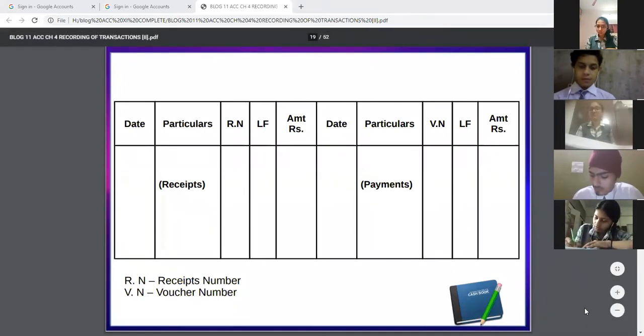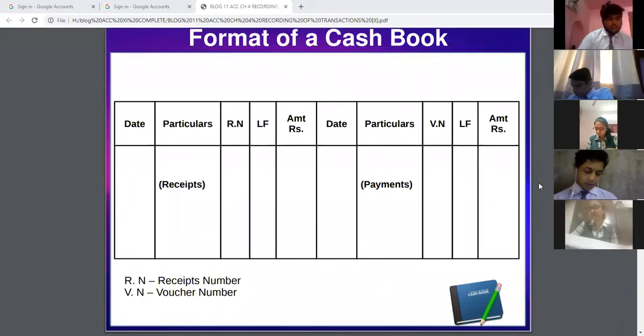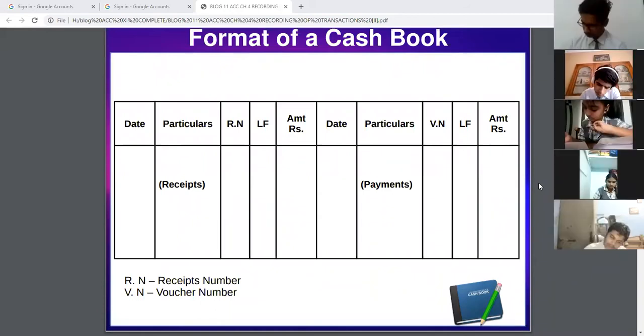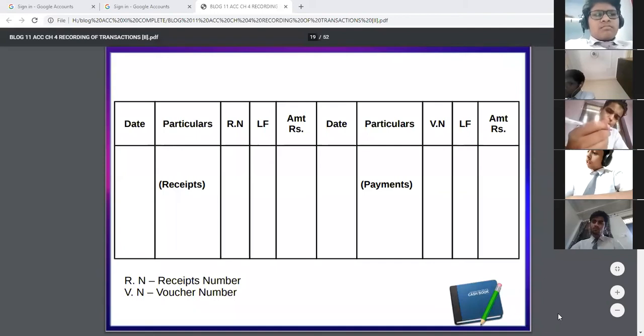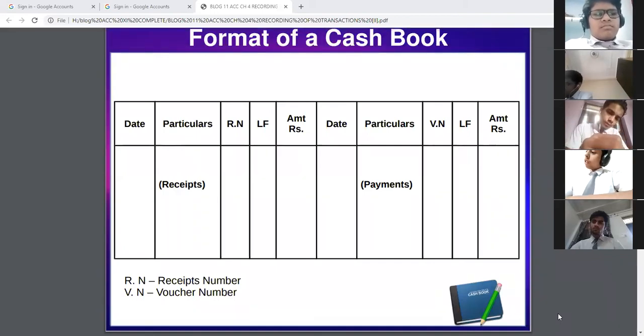This is the format of the cash book. All the amounts or payments received will be on the debit side. Please note down. And all the payments, please copy it.